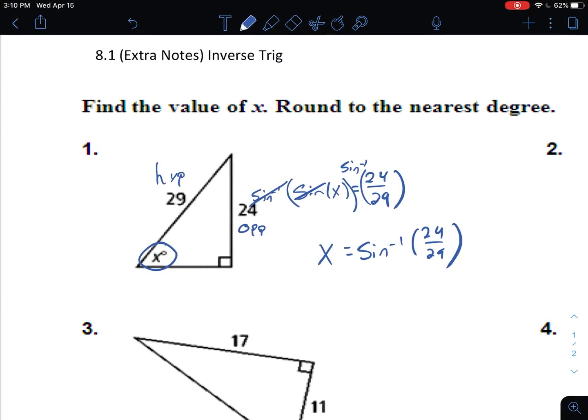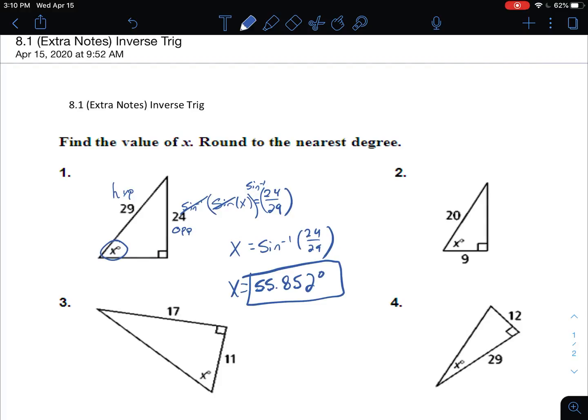55.852. So x is equal to 55.852 degrees. Because it's an angle, there's always going to be a unit here. So then let's take a look at the next one.